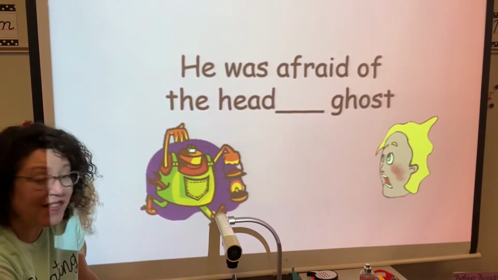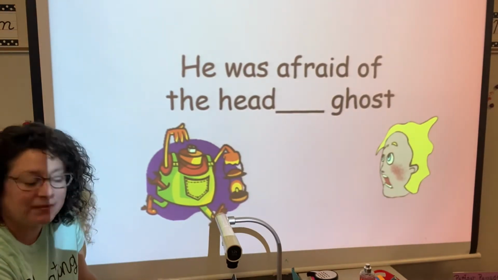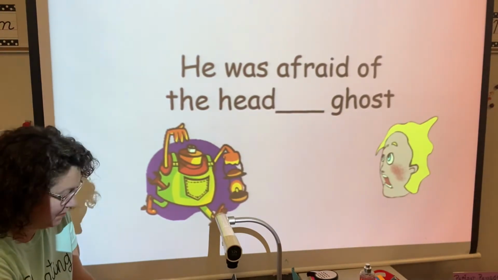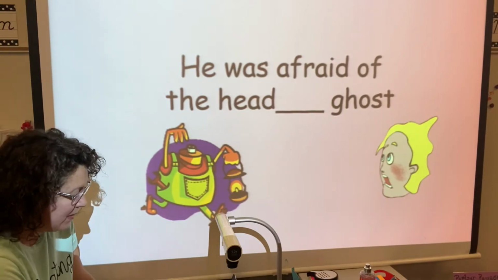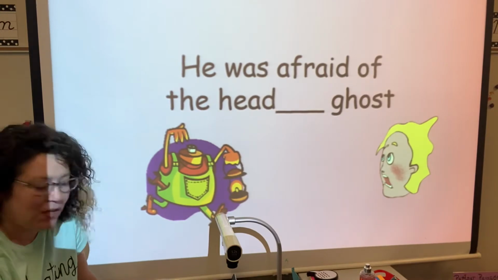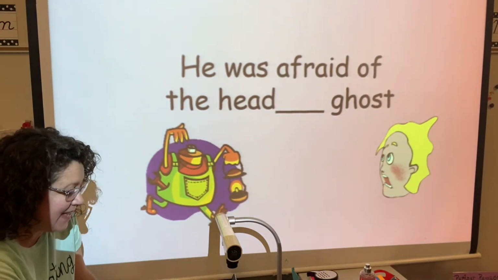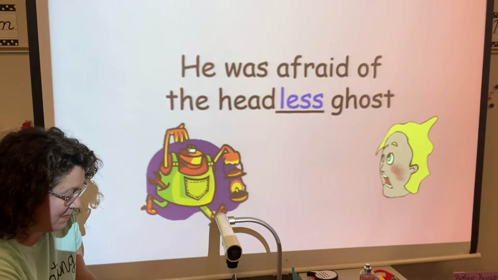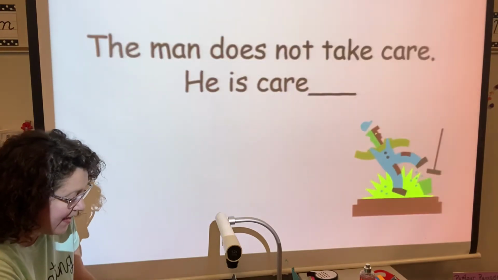He was afraid of the head something ghost. Well, is it a headful ghost? Does he have a bunch of heads? Is he full of heads? Or he has no head, so he's headless. Why? Because he doesn't have any heads.